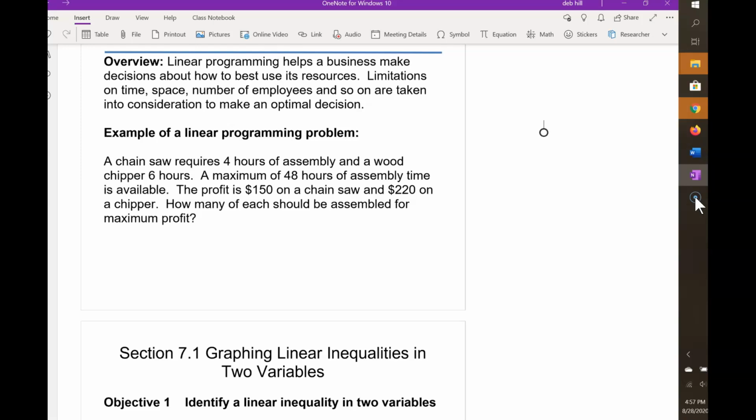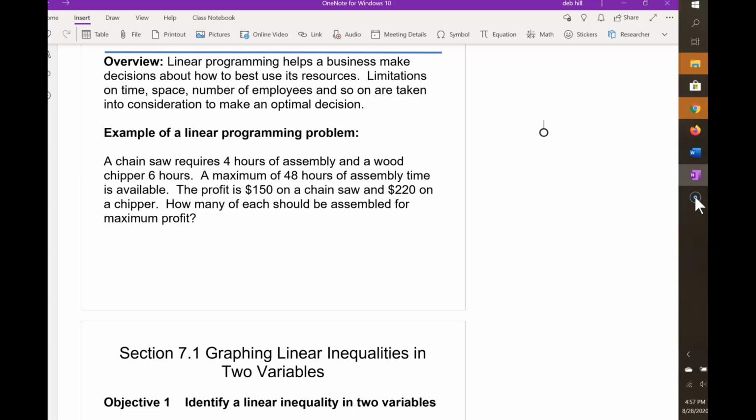So we're going to be looking at simpler problems like a chainsaw requires 4 hours to assemble and a wood chipper needs 6 hours to assemble. You have one person who can work for 48 hours and you make $150 profit on a chainsaw and $220 on a chipper. So the question is, how many of each should be assembled for maximum profit?